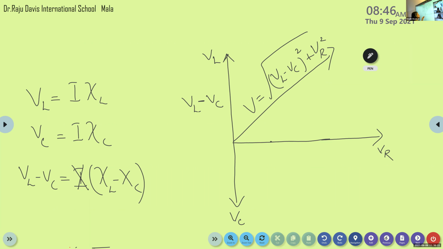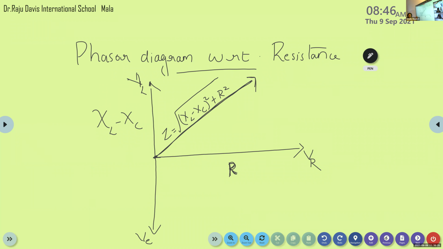But here now we are drawing the phasor diagram with respect to resistance. So R is taken along the horizontal axis, chi L minus chi C along the vertical axis, and the resultant is given by this direction. Here we consider the LCR combination, so we need to consider the resistance offered by each component. So it becomes impedance. Instead of the term resistance, here we use impedance represented by the letter Z. Z is equal to root of chi L minus chi C the whole square plus R square. Is it clear now?